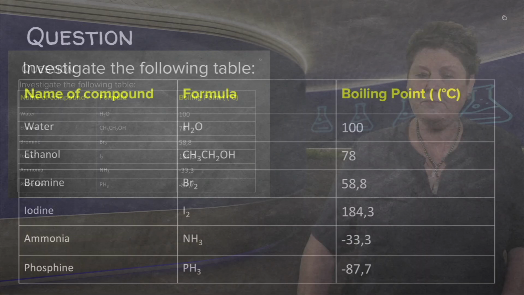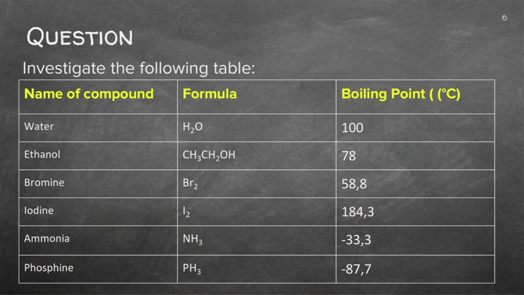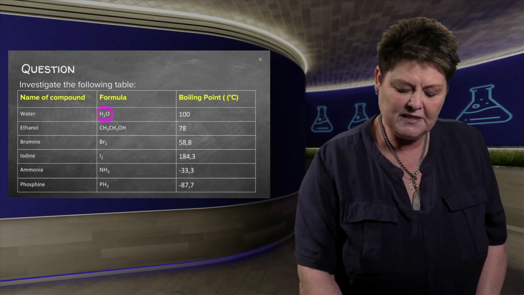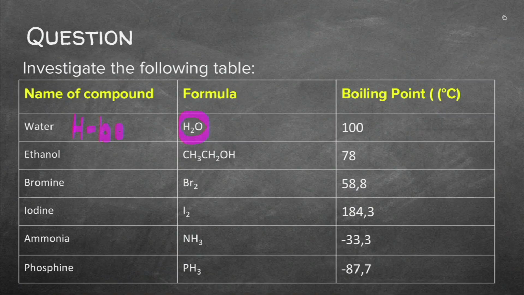A question that will be put to you is either in a graph or in a table. The one I've selected is in this table. We've got a few compounds: water, ethanol, bromine, iodine, ammonia, and phosphine. They're giving us the formula. Can you see H2O? Immediately in my mind, I'm working with intermolecular forces. I'm saying this is hydrogen bonds. Remember H, N, O, and F.